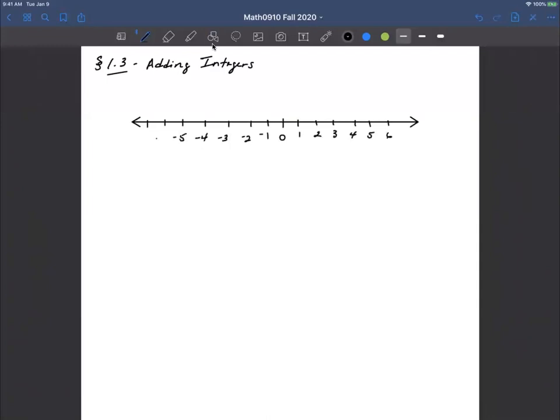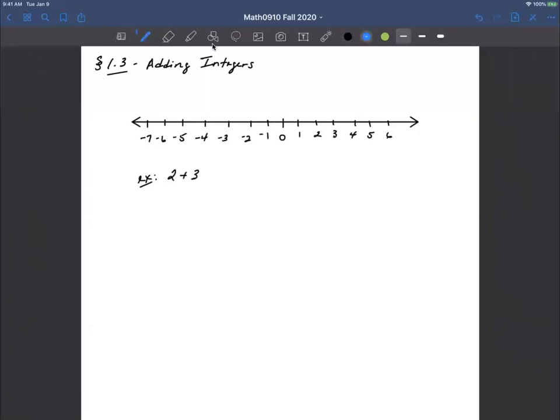Okay, so let's think about a simple addition problem that we're familiar with. Let's just do 2 plus 3. We all know the answer to that is 5. We don't have to guess and actually do this on the number line, but what I want to show you is what's actually happening on the number line.